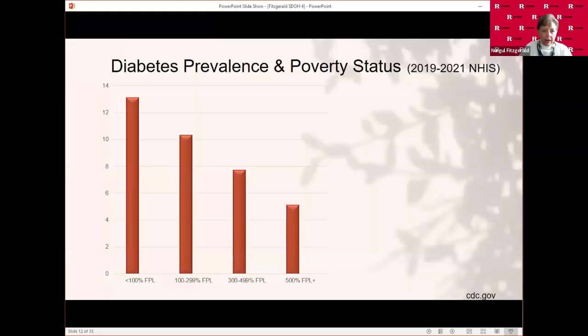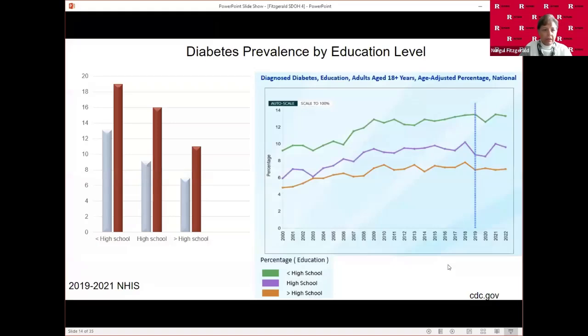Now, continuing on, looking at different social determinants of health in relationship to diabetes, the percentage of diabetes that we see in the population. This is using the federal poverty line. As you can see here, at less than 100% of the federal poverty level, there are the highest diabetes prevalence numbers, and as the income level in comparison to the federal poverty level goes up, the prevalence goes down as well.